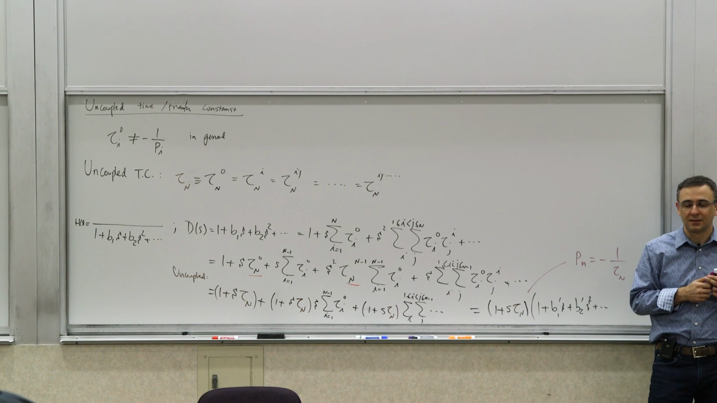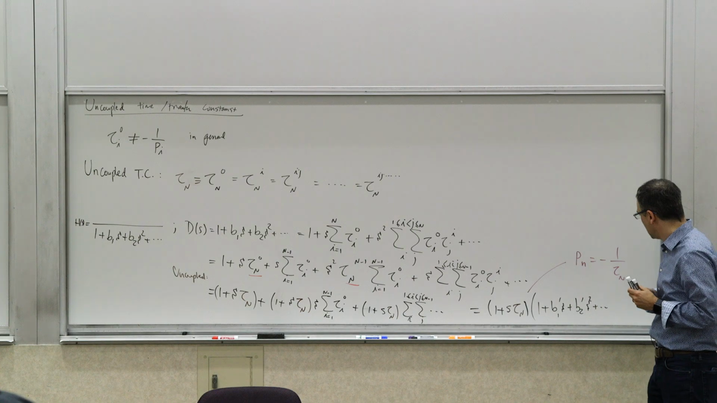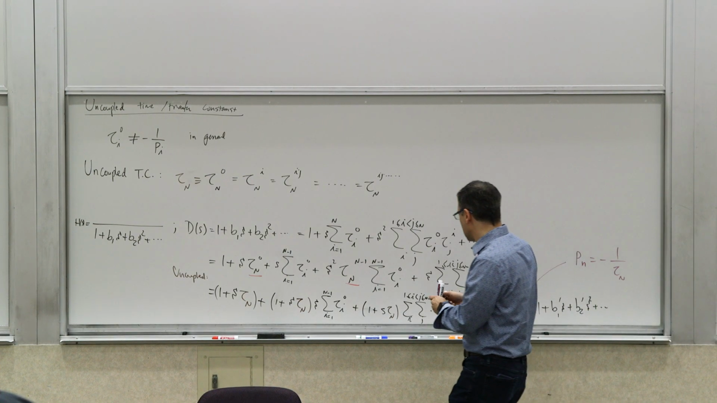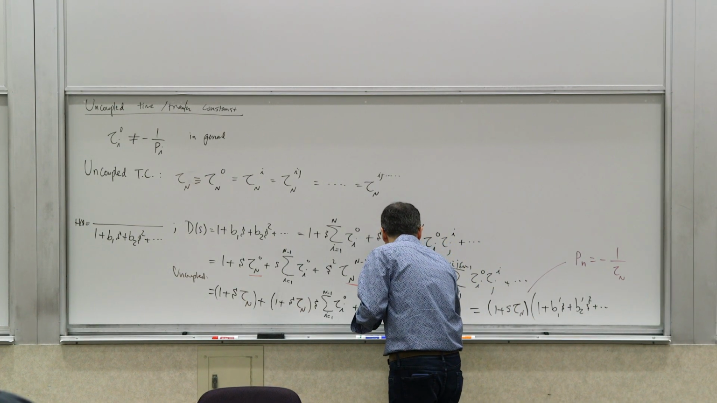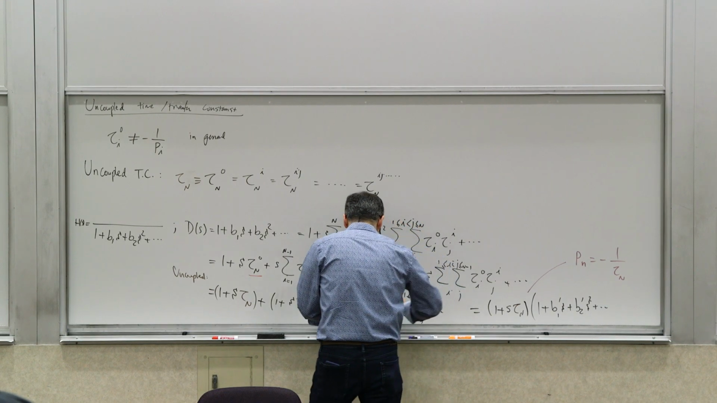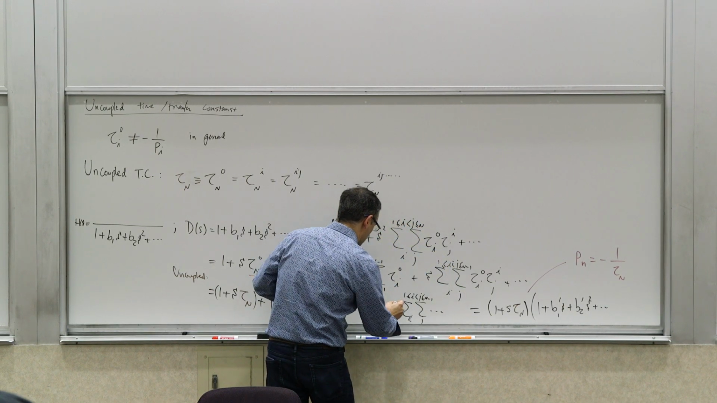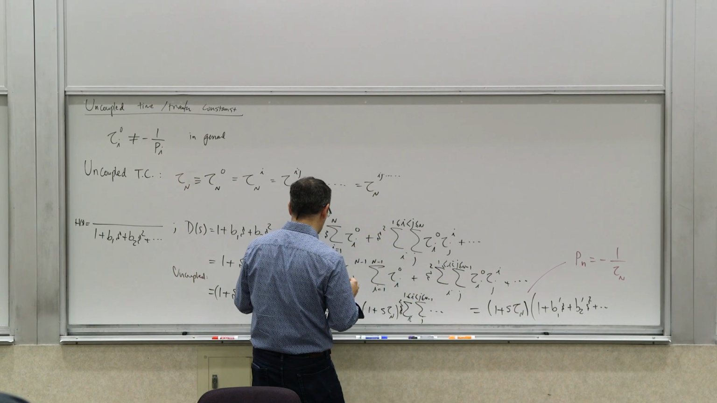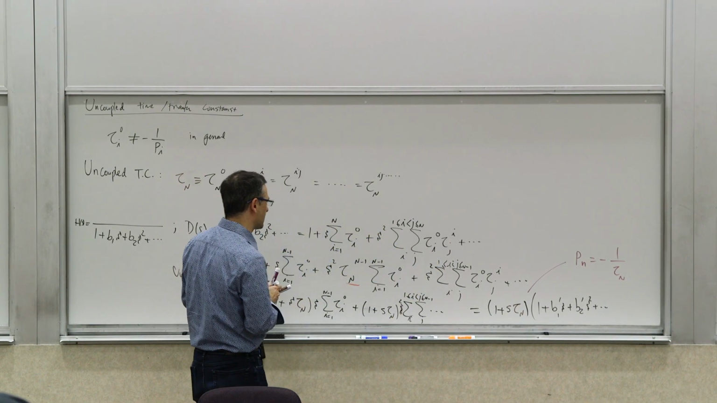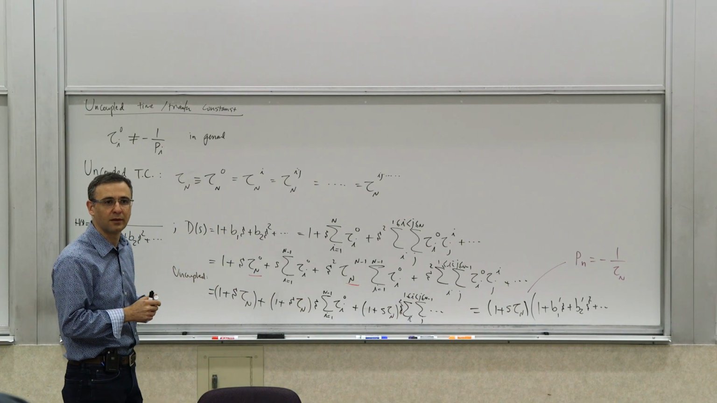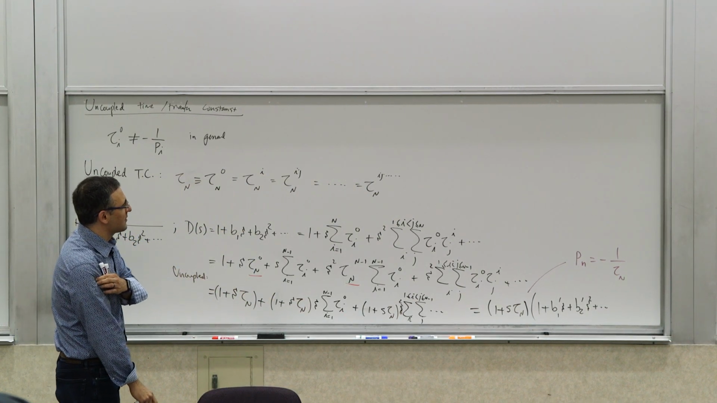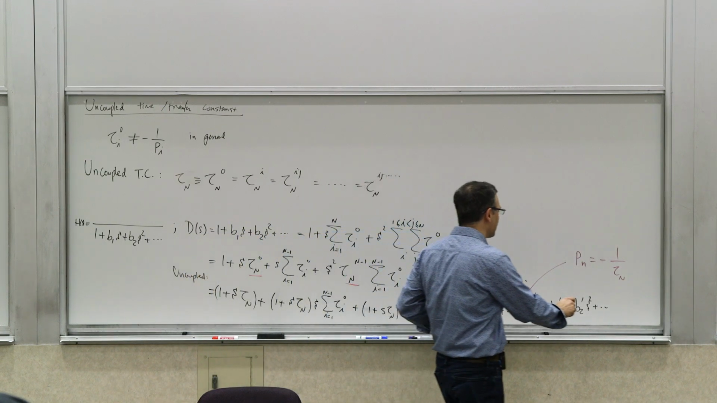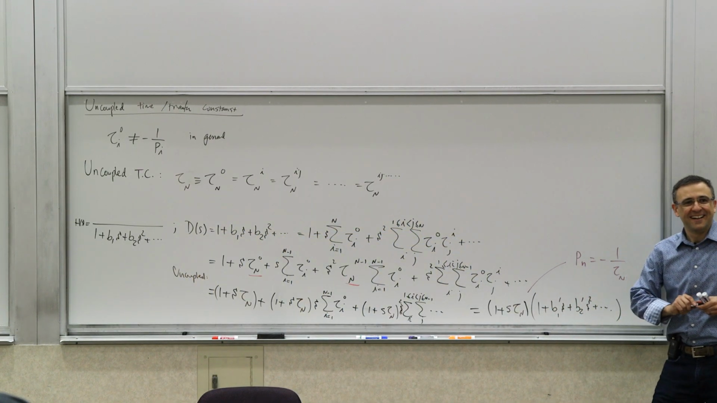Yes? Aren't you missing an s squared with the double sum? Yes, I am missing an s squared here. Thank you. And on top, I think it says squared times the double sum. Yes, this is also s squared. Thank you very much for the correction. Yeah, so that's good. But the end result is still correct.